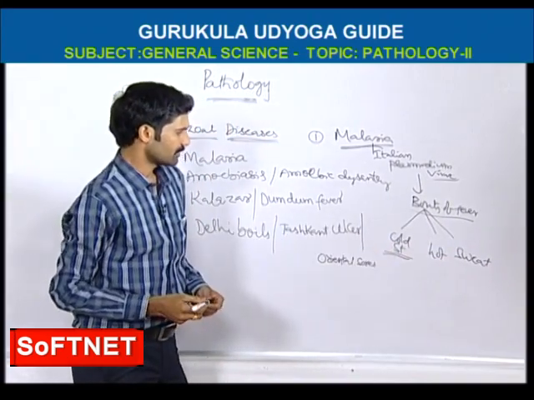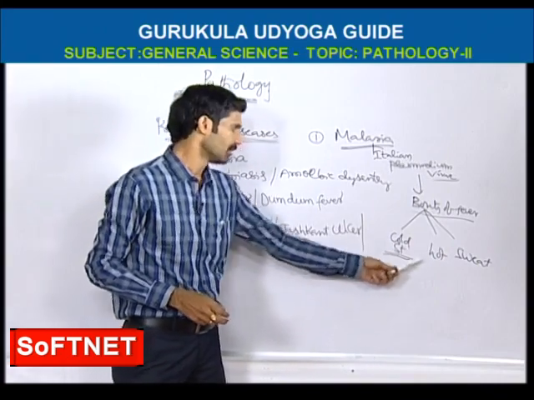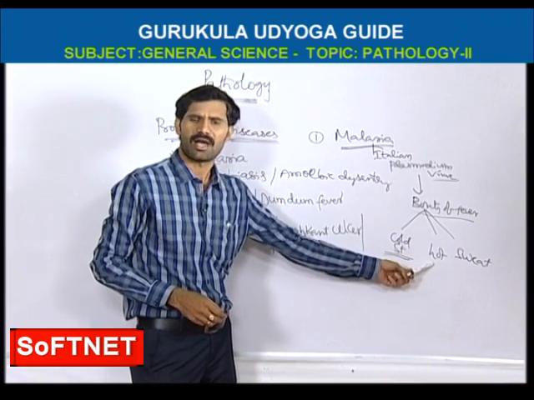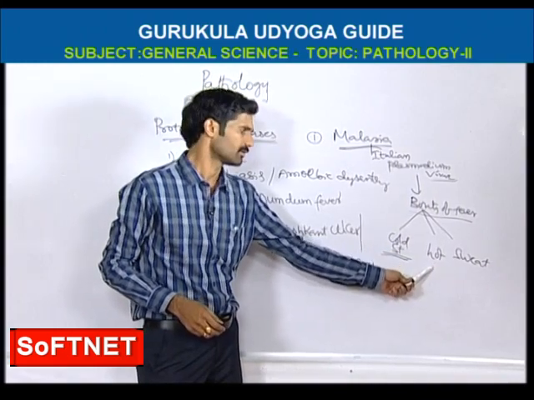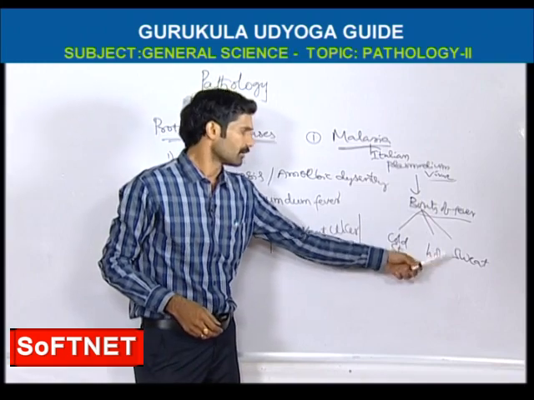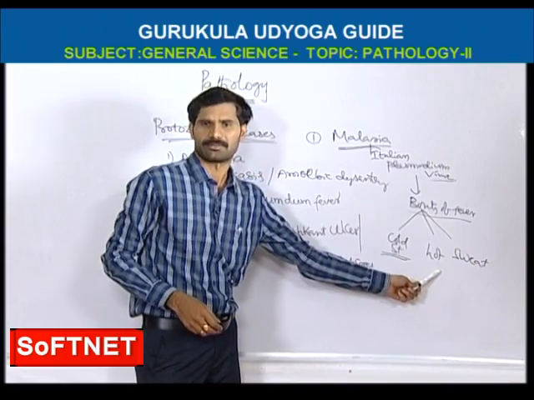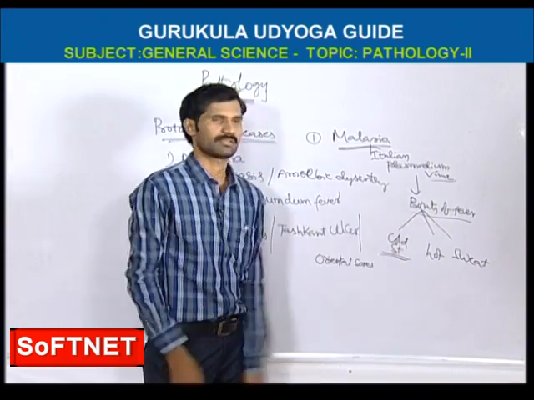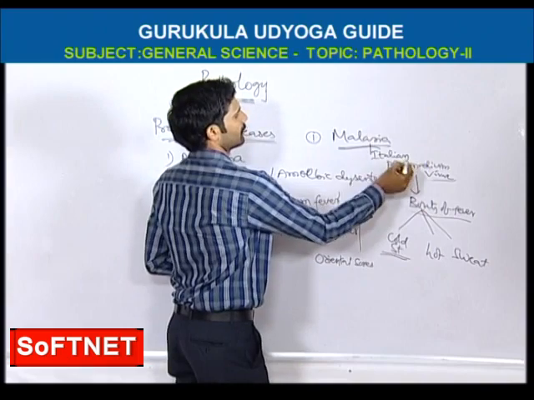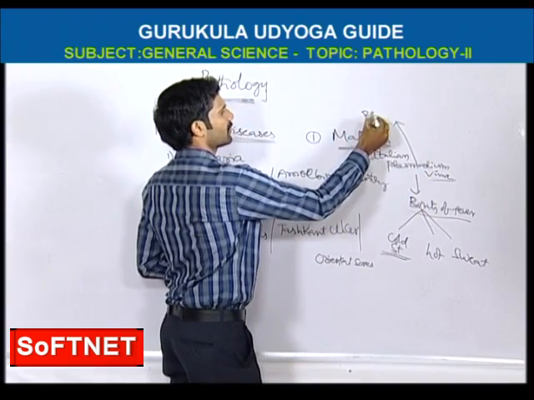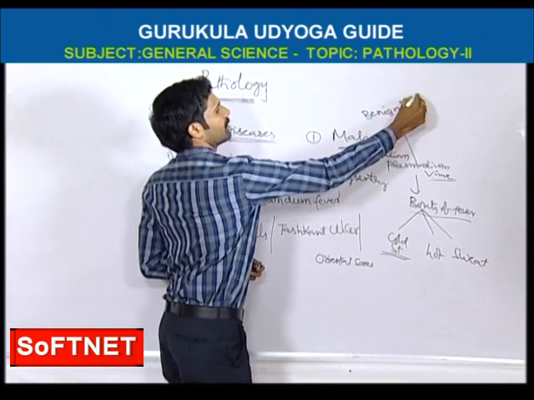In the cold stage, symptoms include chills, shivering, headache, giddiness, etc. The hot stage includes high body temperature, increasing up to 102 to 104 degrees, and high breathing rates. The sweating stage includes profuse sweating with decreasing body temperature. So, bouts of fever include these three stages. Bouts of fever is the characteristic feature of benign tertian malaria. Plasmodium vivax causes this particular type of malaria.